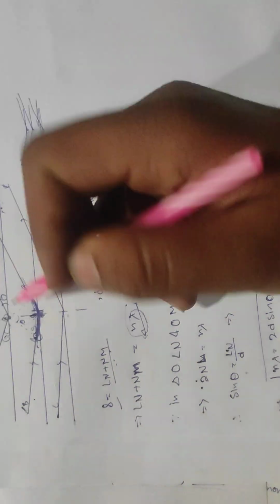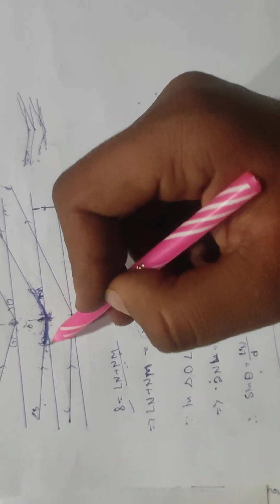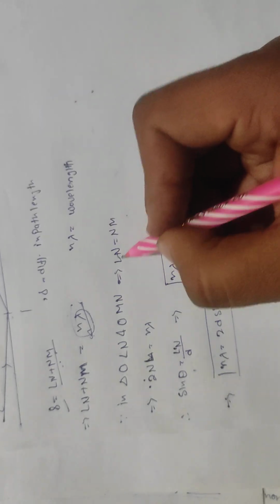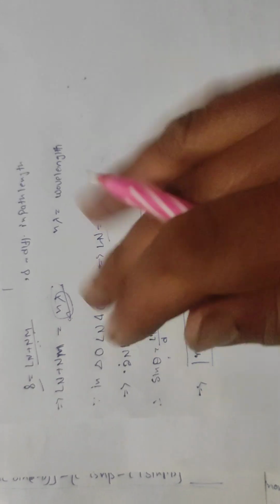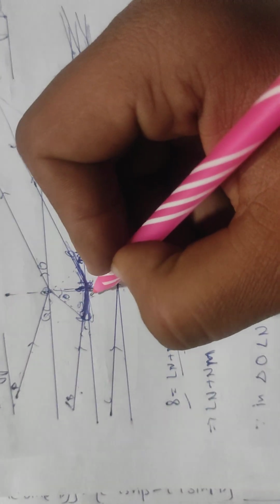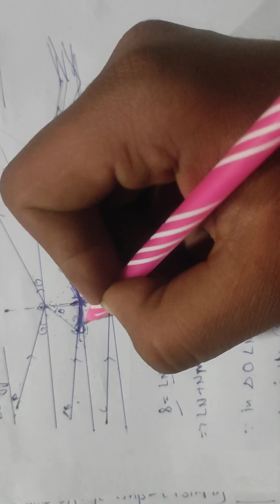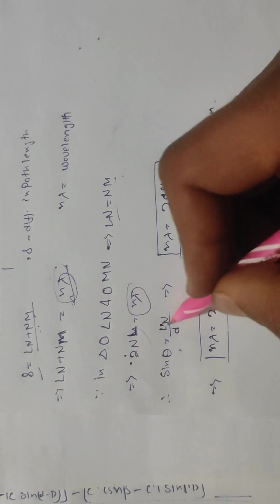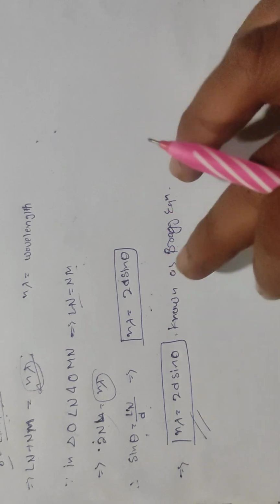Okay, now in the triangles OLM and OMN, we see that this and this are equal. You know that this is congruent, this is equal, so L is equal to M. So overall 2NM, which is n lambda. So now in the triangle O, you see clearly OLN, sine of theta becomes perpendicular upon hypotenuse. Suppose this is D, overall we get N upon D, and n lambda becomes 2D sine theta. So overall the Bragg equation is n lambda equals 2D sine of theta, known as the Bragg equation.